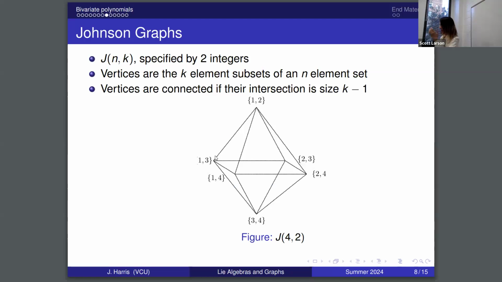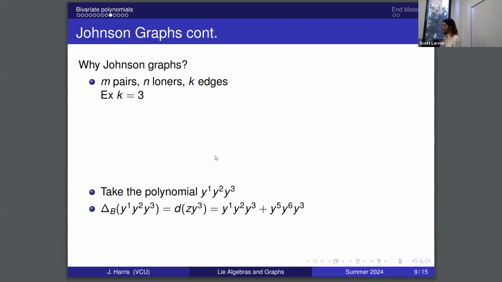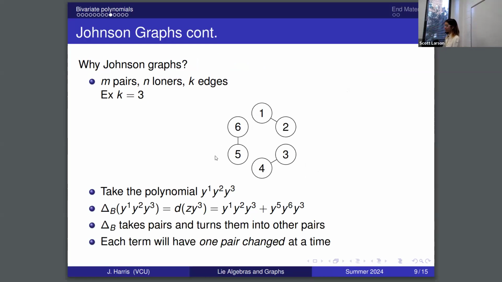Okay, so since their intersection is size 1, they're connected by an edge. So why does this actually give us anything? It's like, cool, we know what a Johnson graph is. I don't see how that's connected with the Heisenberg Lie algebra. So this is sort of just trying to get the intuition as to why exactly this happens.